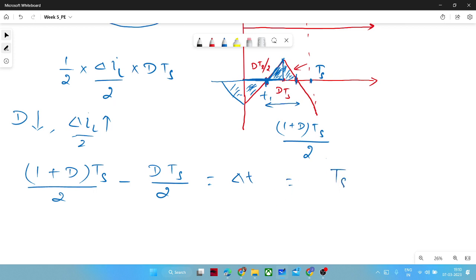It is now Ts by 2. Is it right? dTs by 2 will get cancelled and it will remain Ts by 2. So apparently we did so many juggleries and we end up with this period as Ts by 2.